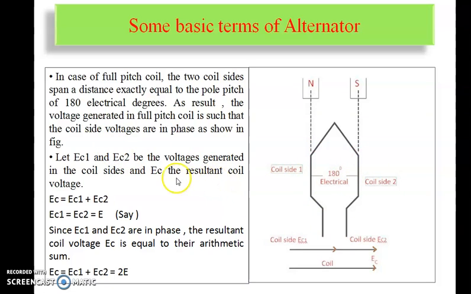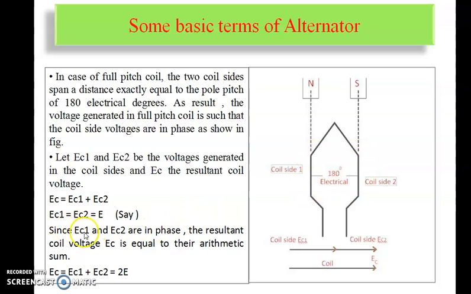Now total EC, that is the resultant coil voltage EC, equals EC1 plus EC2 because both are connected in series. Since both are in series, the voltages here will add. That is, total EC equals EC1 plus EC2. Now assume that EC1 equals EC2 equals E, that is, here also E voltage is generated and here also E voltage is generated.